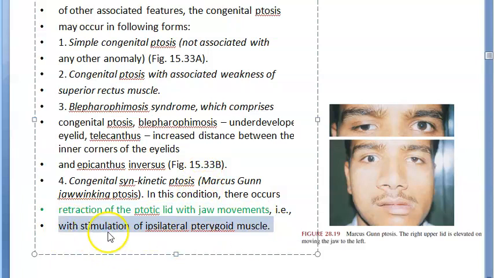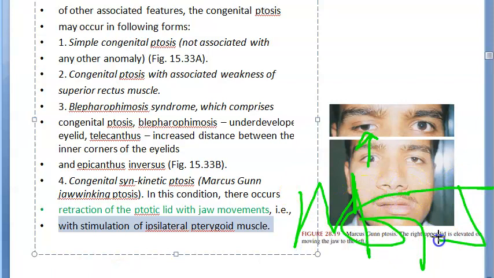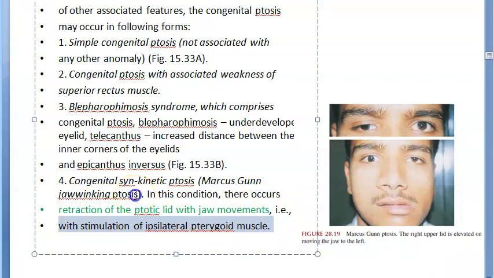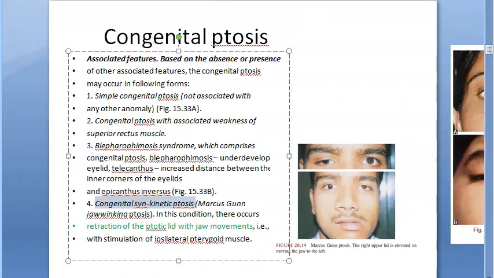That is what happens when you move the jaw. There is stimulation of the ipsilateral pterygoid muscle. So ipsilateral means this side, right? So here the pterygoid muscle. So there is stimulation, so there is retraction of the ptotic lid with jaw movement. This is Marcus Gunn jaw winking ptosis. So whenever this guy moves his jaw, he's kind of winking. Congenital synkinetic ptosis, Marcus Gunn jaw winking ptosis.